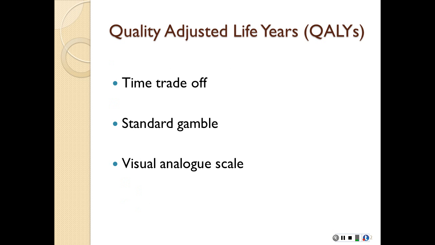The way they do this, there's 3 methods: the time trade-off, the standard gamble, and then a visual analog scale. So a time trade-off, we ask people to choose. So I say, would you remain in a state of ill health for whatever reason for a period of time, or would you rather be able to restore to perfect health but die in a shorter amount of time? The standard gamble is asking people to choose between remaining in a state of ill health for a period of time or having some type of medical intervention that has some certain chance of either restoring them to perfect health or killing them.